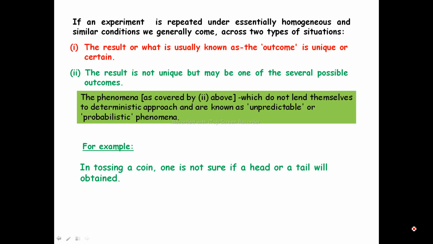In the previous case, for determining velocity, if we know the values of u, a, t, we can calculate v with accuracy. But when we are tossing a coin, or when we are throwing a die, we cannot predict the outcome. So this is known as unpredictable phenomena or probabilistic phenomena.